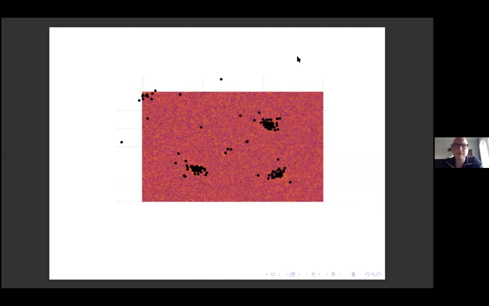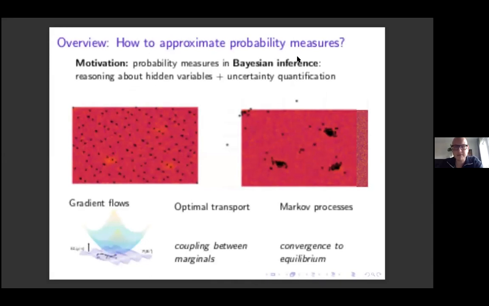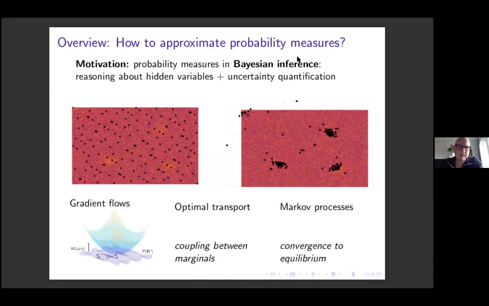So this is the general type of algorithm or dynamics that I'd like to talk about. And the general question is how to approximate probability measures, right? So you can think of this picture here on the right as the target probability measure. So think of the cloud of particles as a probability measure. And there is an initial condition and there is a final condition or a target.